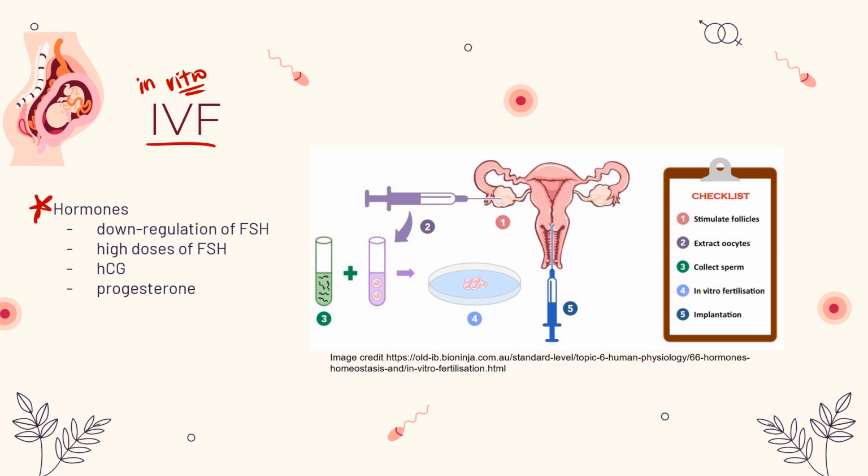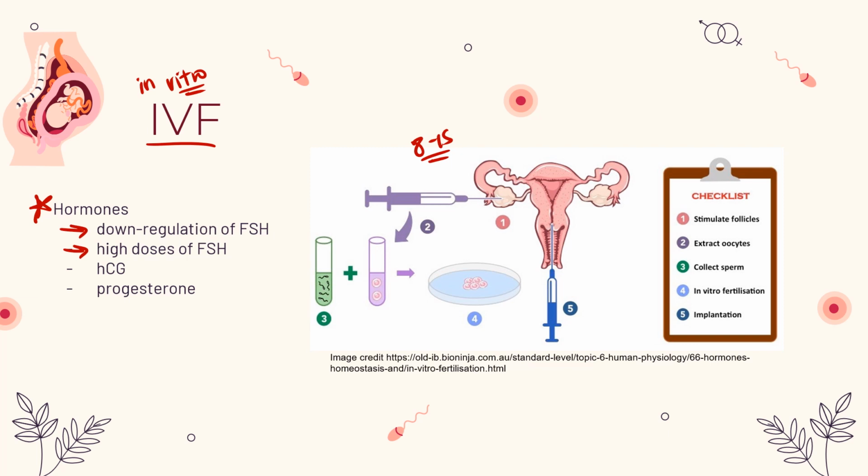Generally, the first part of an IVF treatment is the downregulation of FSH. This just means that we're pretty much putting a pause on the menstrual cycle so that doctors can control the timing of everything. That is followed by a very high dose, extra high dose of FSH, that follicle stimulating hormone. Usually, only one follicle is going to mature during each cycle. With IVF, it's 8 to 15 follicles are going to be stimulated.